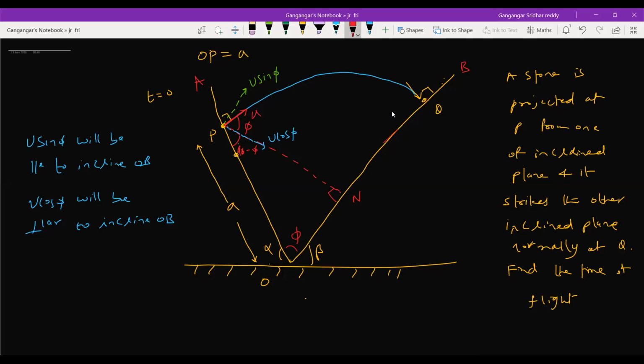So this will be how much? g sine beta. This will be g cos beta. g sine beta, and that will be g cos beta. Write the equation now. First, perpendicular to incline OB. Perpendicular to OB. And I'm proceeding with this.